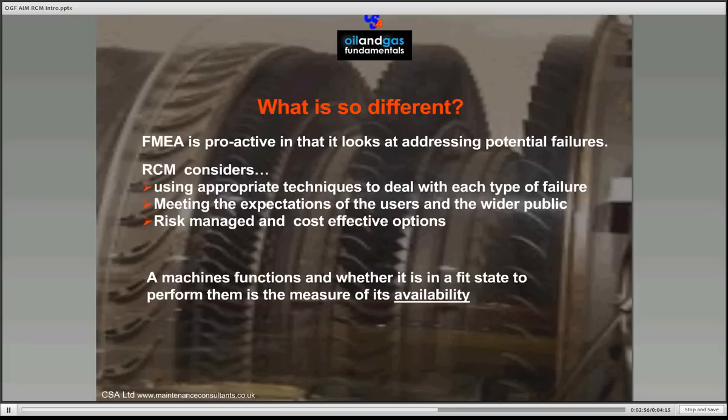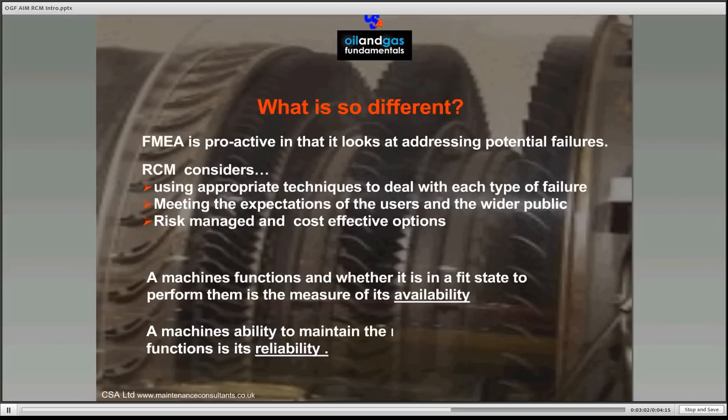A machine's functions and whether it is in a fit state to perform them is the measure of its availability. A machine's ability to maintain the required standard of these functions is its reliability.